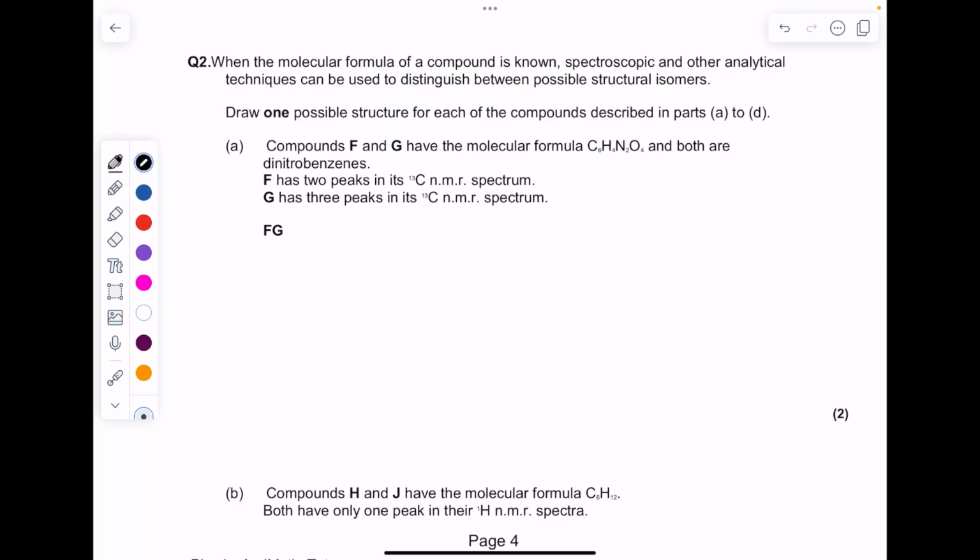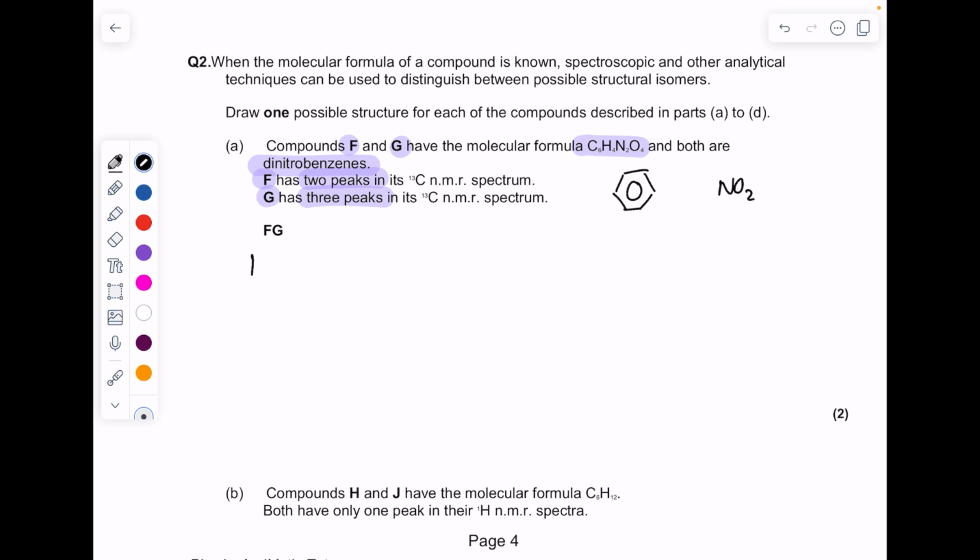When the molecular formula of a compound is known, spectroscopic and other analytical techniques can be used to distinguish between possible structural isomers. Draw 1 possible structure for each of the compounds described in parts A to D. So we're going to go in straight here. Compounds F and G have the molecular formula of this. They're both dinitrobenzenes. F has 2 peaks, G has 3 peaks. So the fact that they're dinitrobenzenes means that we're going to expect to see a benzene ring. The nitro bit means we're going to have an NO2.